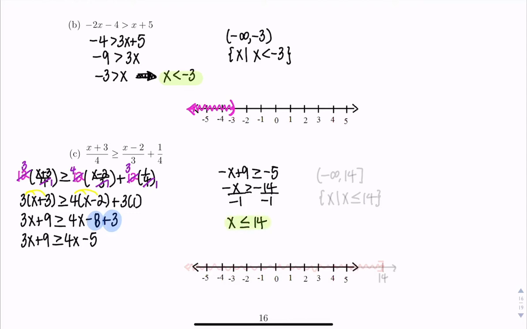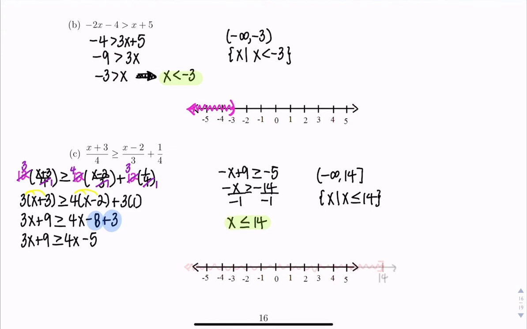Now let's go ahead and write this in interval notation. Any number less than 14, even including 14, is an answer. So from -infinity to 14. And in set builder notation, we have curly braces, x such that x is less than or equal to 14.